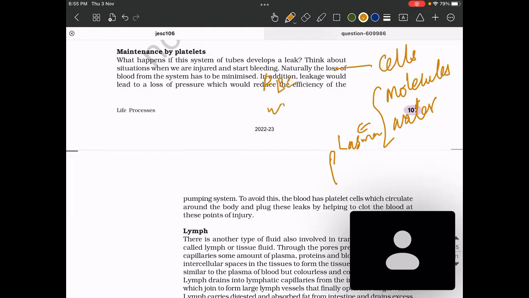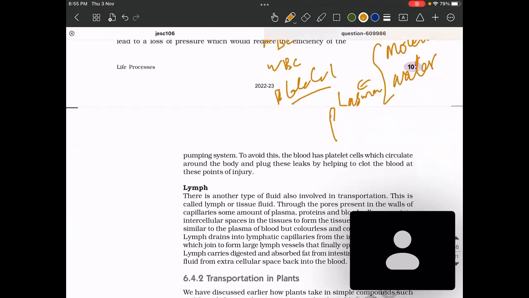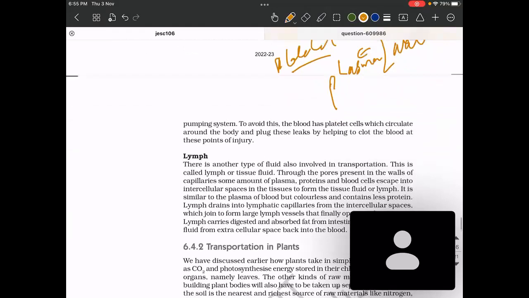RBCs, WBCs, and platelets. Yeah, platelets. Fine, good. And you should know the functions of all these cells also, right?